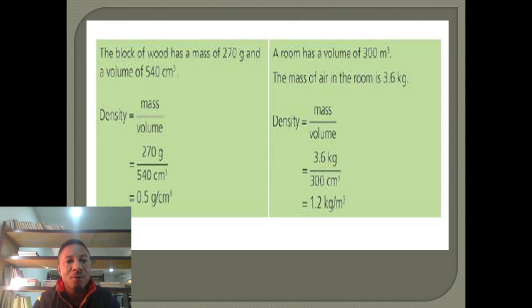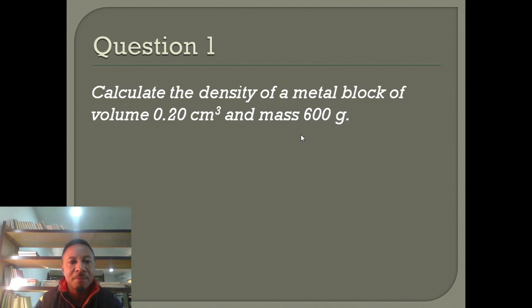Okay, a block of wood has a mass of 270 grams and the volume is 540 centimeter cube. What is the density? In this case, the density is mass over volume. Just substitute in the right order. 270 grams over 540 will give us 0.5. Don't forget the unit, gram per centimeter cube, the combination of these units. Okay, now let's move to the next question without wasting time.